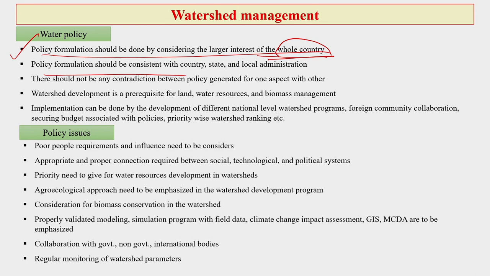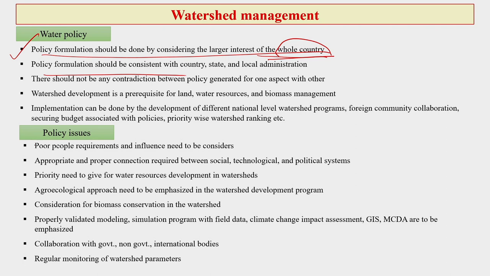Implementation can be done by the development of different national level watershed programs at the district level, state level, and foreign community collaboration can also take place. These days various international agencies also take a lot of interest in watershed development programs. So this kind of integration can take place for a bigger goal, not only for the particular area that you are working in, but it can spread across the country and beyond.